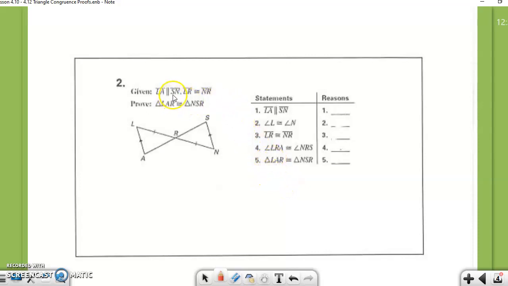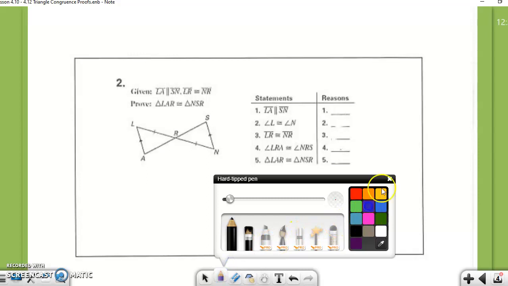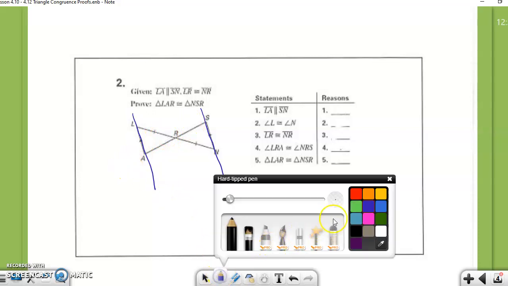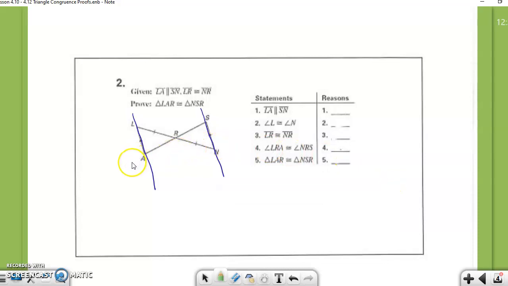All right, here, let's take a look at our given information. They're telling me right away that LA is parallel to SN. Whenever they tell me that, I like to extend my parallel lines just so I can kind of see them a little better. Okay, and that means I know I've got transversals. I've got this transversal, and I've got this transversal. Okay, LA is parallel to SN. That is given to me. I've kind of digested that on the diagram.